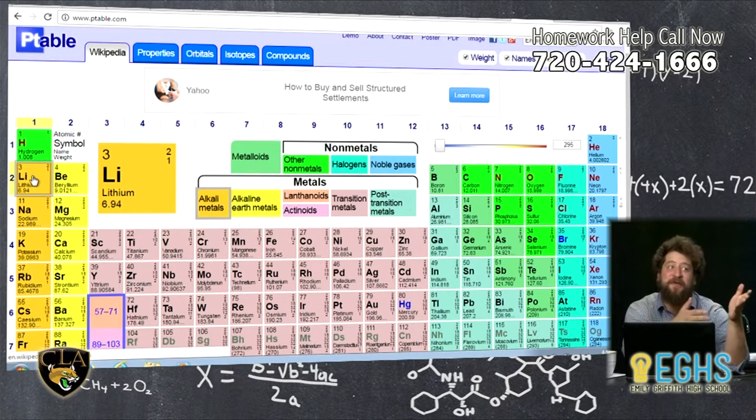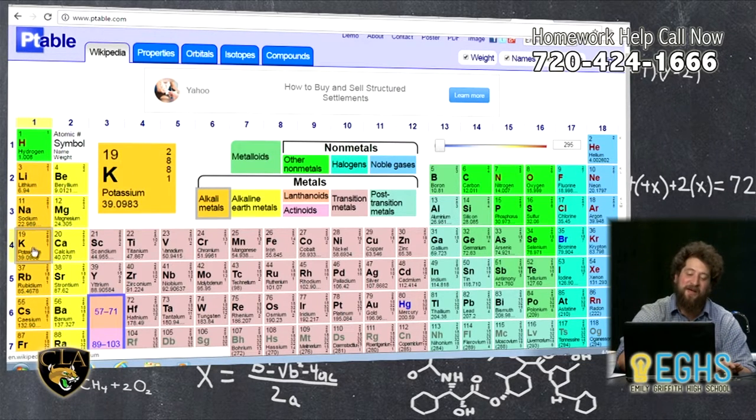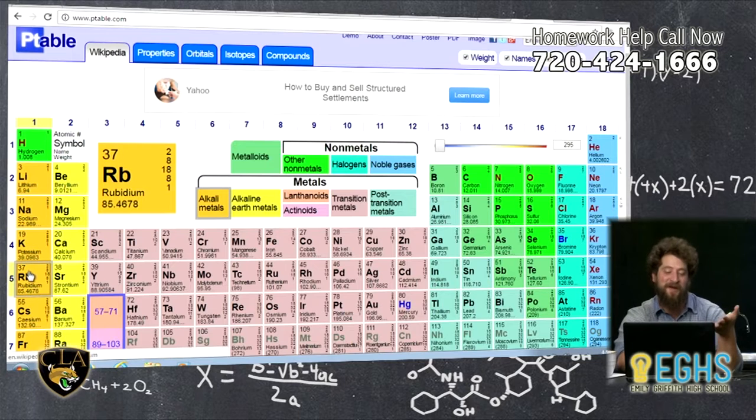And so really this is reflected by the organization on the periodic table. The most reactive is lithium. Lithium is the least electronegative element. But then as you move down the scale, all of these guys, sodium, potassium, rubidium, cesium, and francium, would all react really strongly with water.